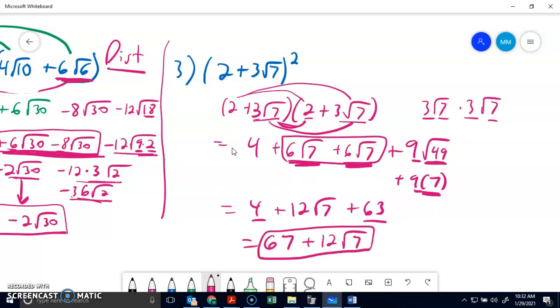So you have to simplify after you distribute. Walk through: distribute. Then you have to simplify any square roots or any radicals that can be simplified. And then we combine like terms, which means add or subtract any like radicals.